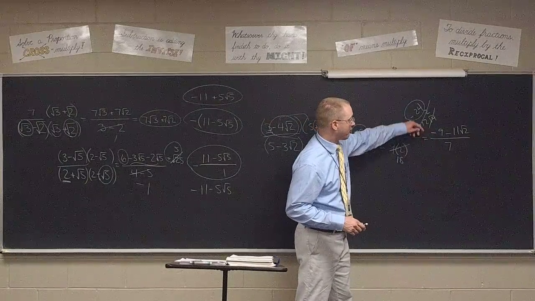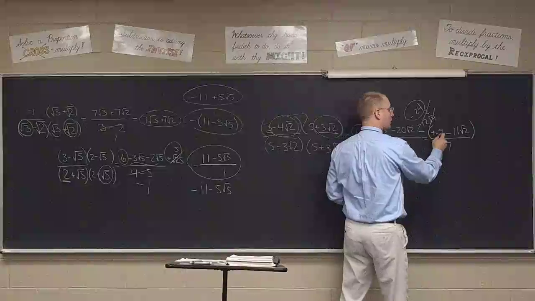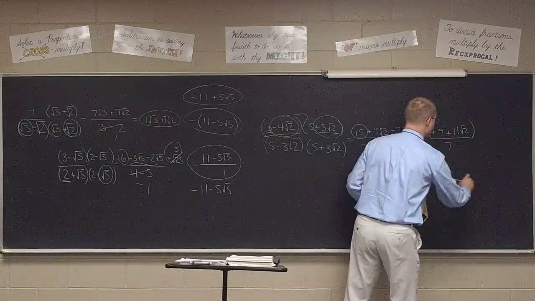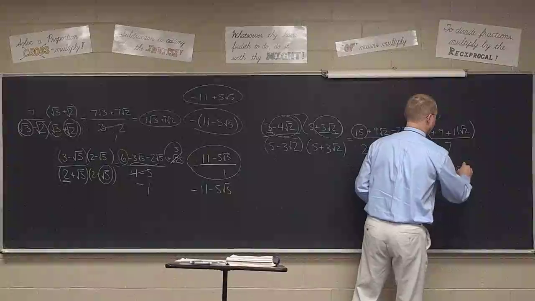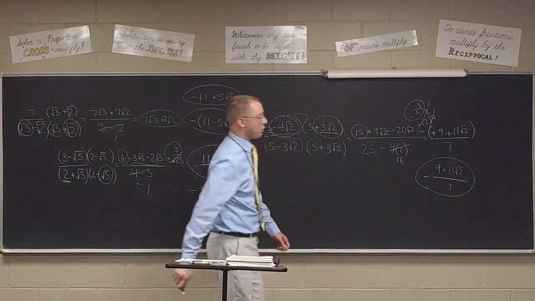So quick refresher, if both terms are negative, remember, we've got to factor the negative out. So it's the sign of the whole numerator, then slide it out front. So negative 9 plus 11 square root of 2 all over 7 should have been our answer here for number 12.